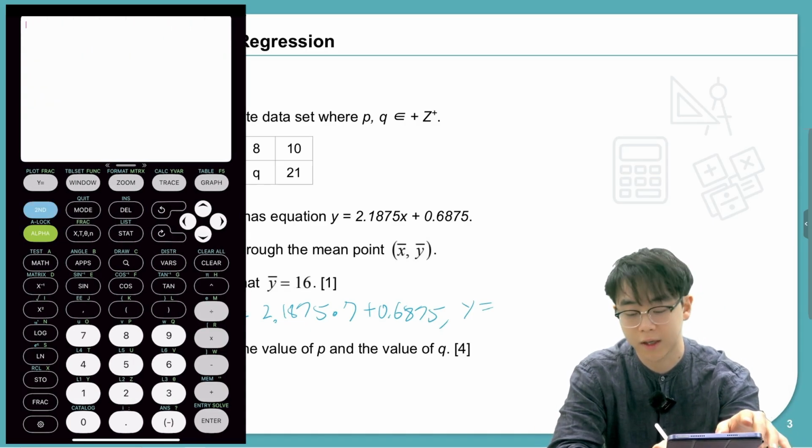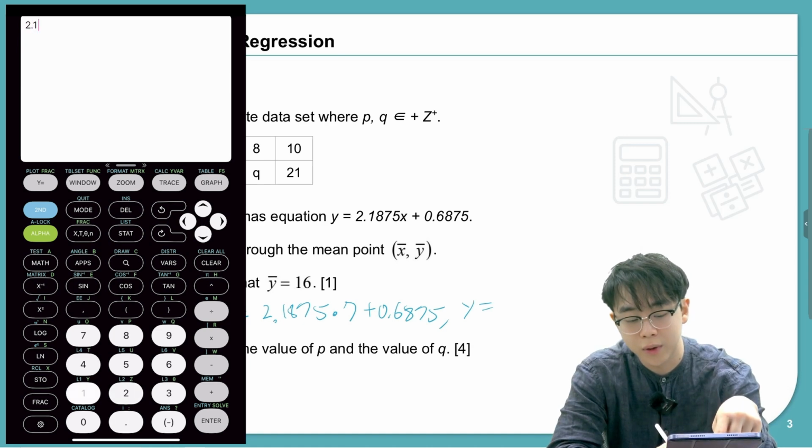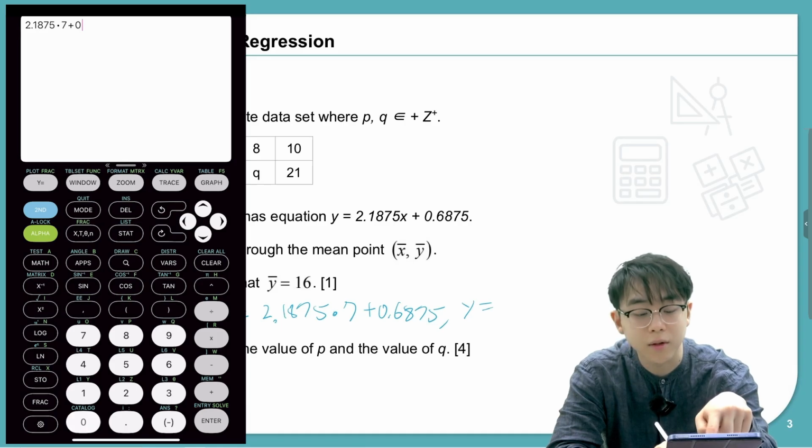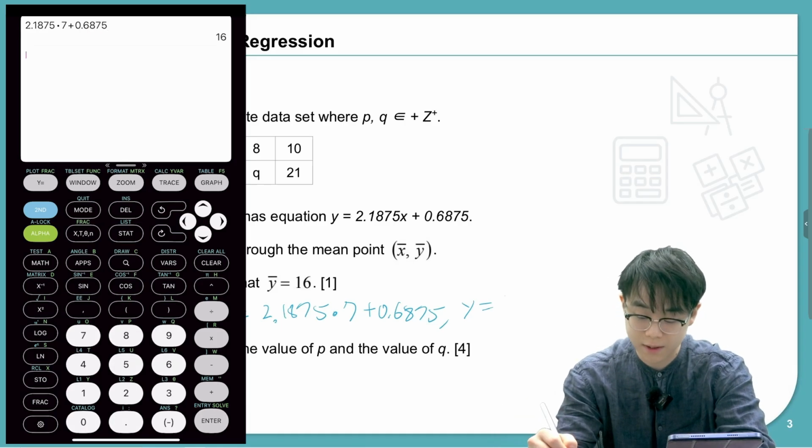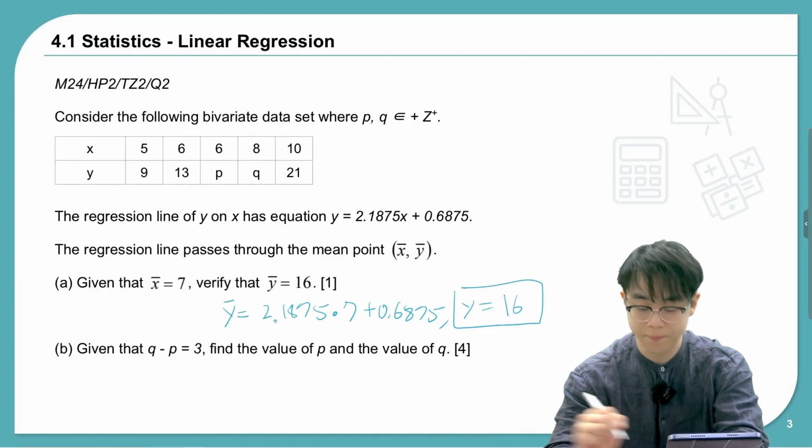If you go to our calculators, we have 2.1875 times 7 plus 0.6875, and that turns out to be 16, so we just verified part A.